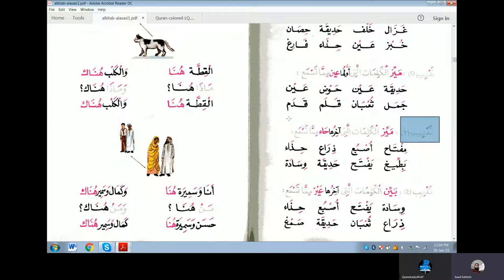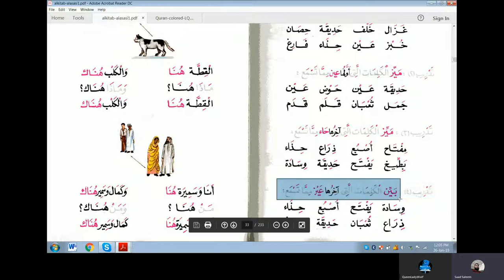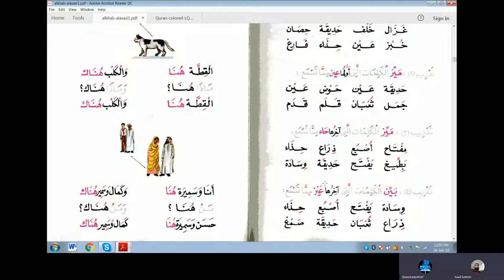The third exercise: distinguish the words at the end of which you hear ha. So at the end of which word do you hear ha? Tell me these words. Miftahun, good. Then we have jaftahun, okay, good. Then no words. Okay, then the fourth exercise: tell the words at the end of which you hear ayn. So tell me these words. Dhira', okay, good. So dhira' is the word at the end of which we hear ayn.